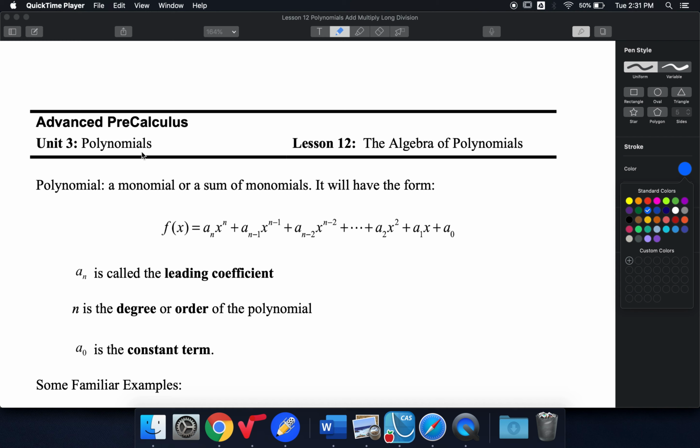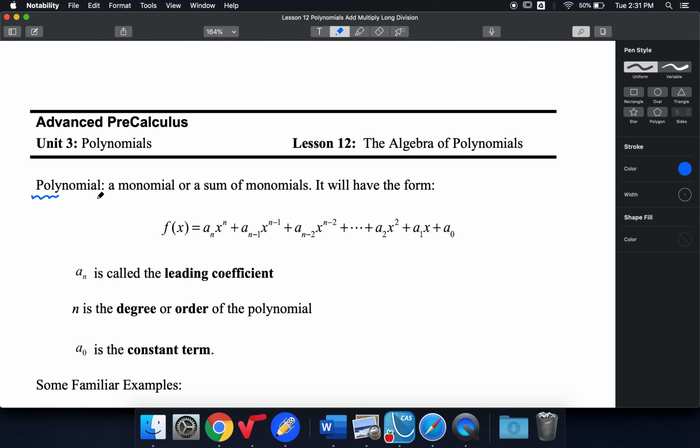So we're going to be discussing polynomials, and today's all about the algebra of polynomials. So let's first start with the definition of a polynomial. Poly means many, and nomial is a word for a term. And so a polynomial is many terms, and so it's either just one monomial, so a single term, or a sum of terms.